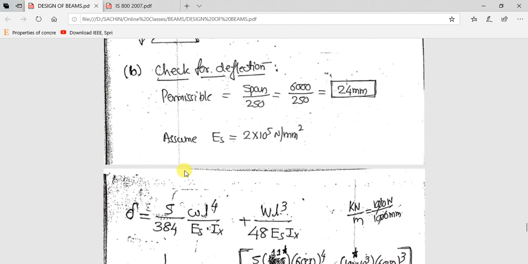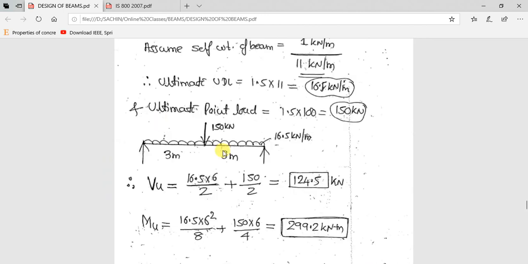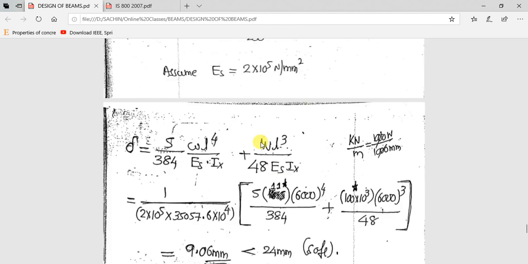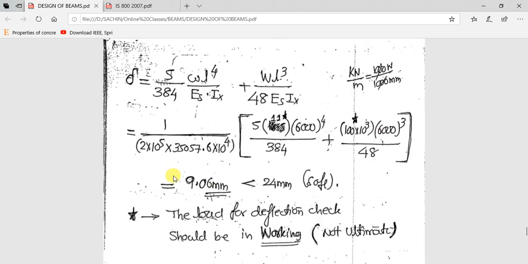For this type of condition, the actual deflection is given by this formula over here. Once again, you have to substitute the unfactored load here, and this is with respect to UDL and this is with respect to point load. Substitute those values, you'll be getting the actual deflection as 9.06 mm. The permissible was 24, the actual deflection occurring here is 9.06 mm, so it is safe.